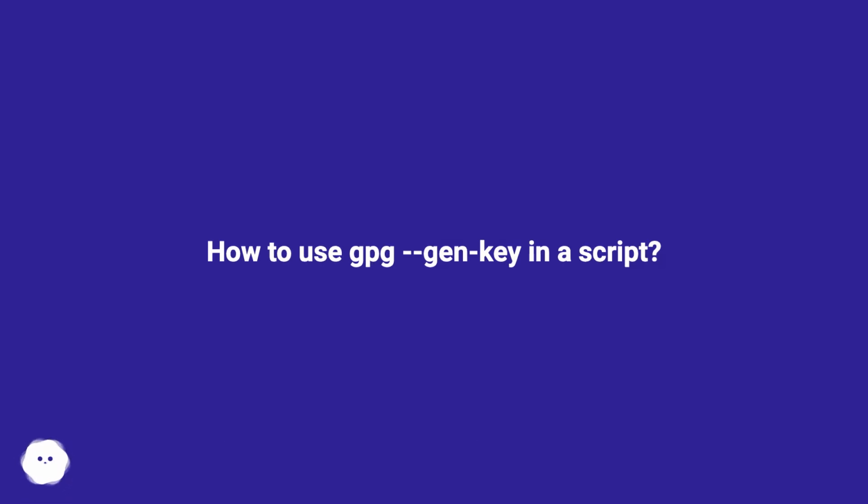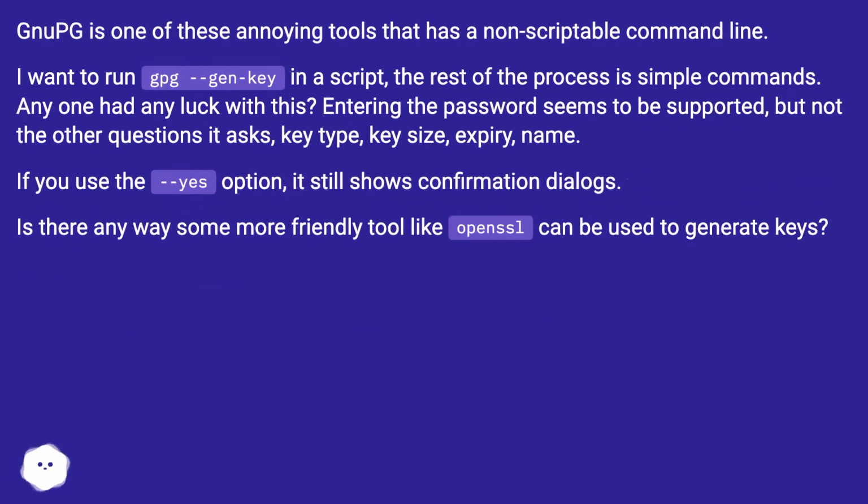How to use gnupg genkey in a script. gnupg is one of these annoying tools that has a non-scriptable command line. I want to run gnupg genkey in a script. The rest of the process is simple commands. Anyone had any luck with this?